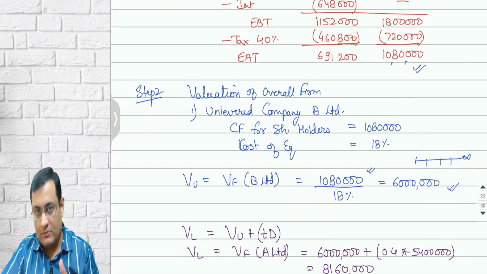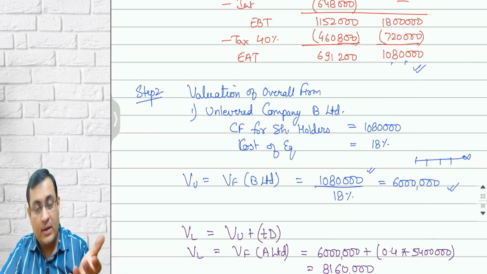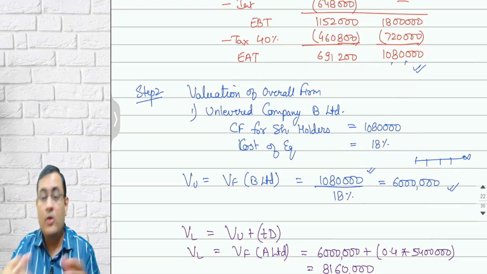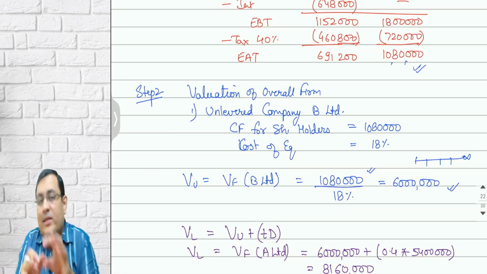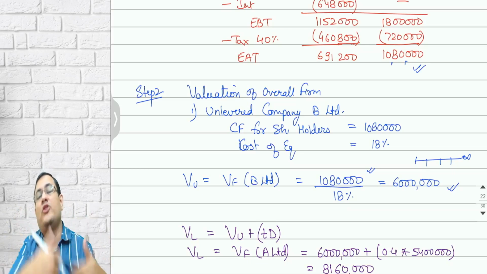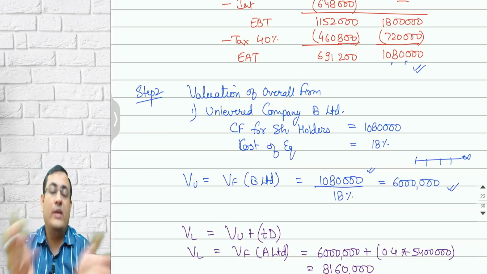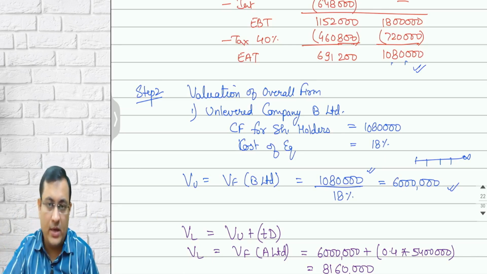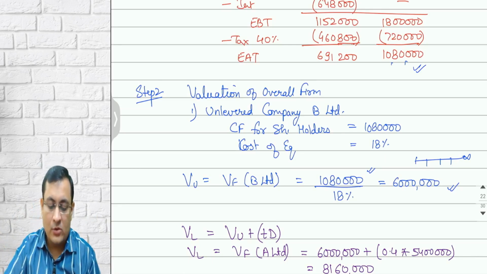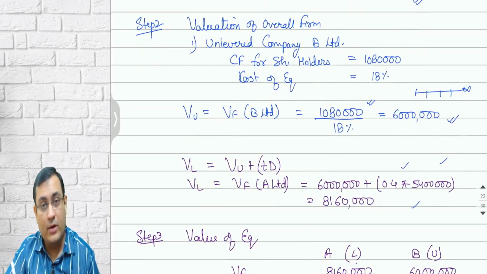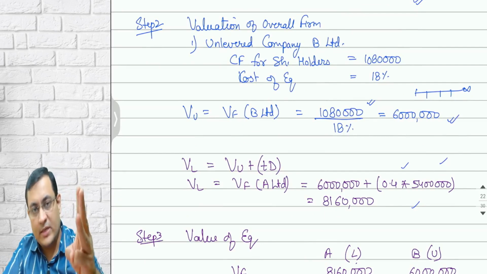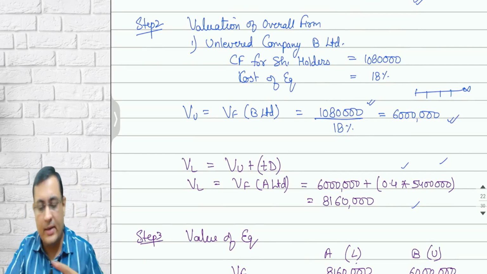And when you go to the valuation of levered, you have to add, because value of levered will equal value of unlevered plus the present value of that additional tax shield on interest, which is equal to T into D. That derivation we have also covered in the last video. So adding 0.4 into 54, we got the value of levered also. Now second step is done. Third step, find out the value of equity by subtracting the value of debt.